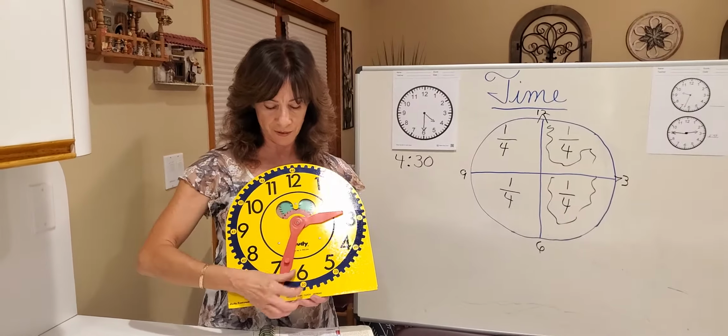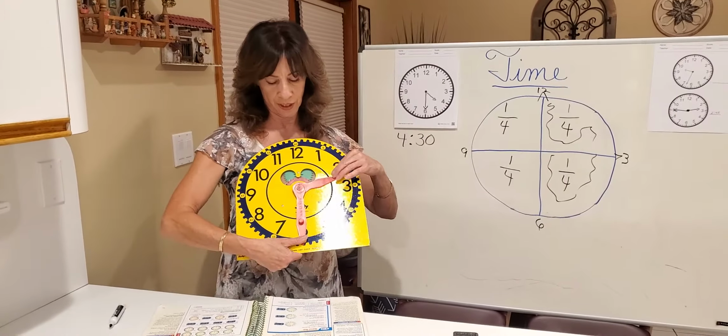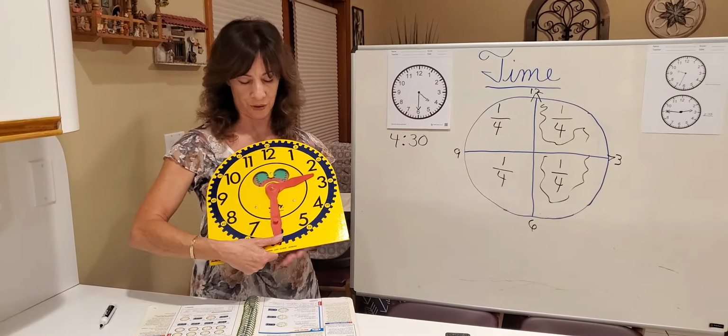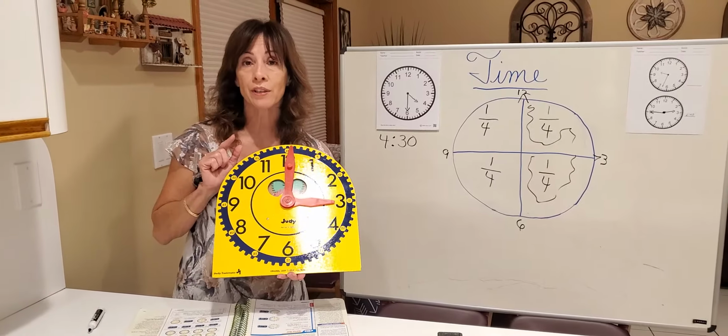And what's half of the clock? Right there, half. Half of the clock is 30. Whatever it is, 2:30, 3:30, 4:30. Now, what about the in-betweens? That's when we start counting by 5s.